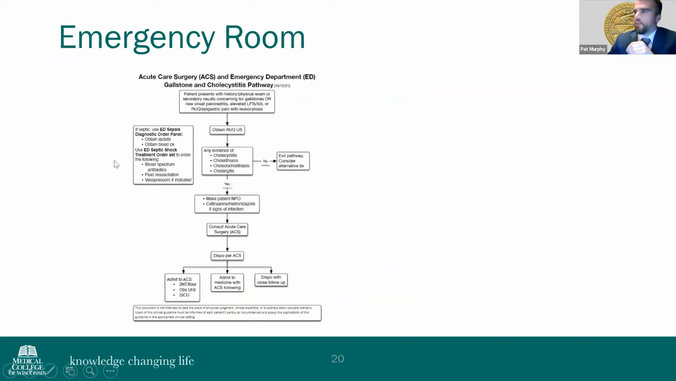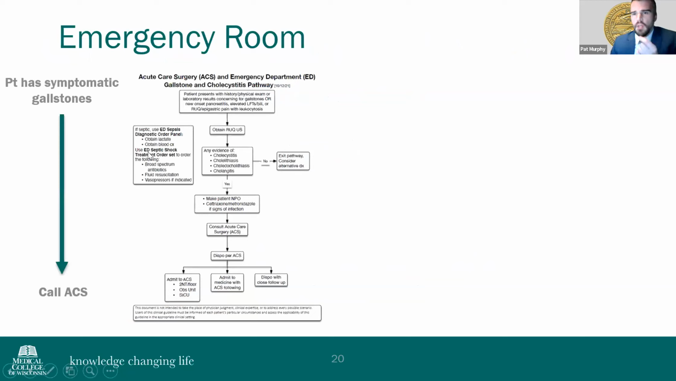This is our pathway, which looks like a straight line. I'm happy to share this if anyone wants it. It basically is a straight line. If you have symptomatic gallstones in our emergency room, they call the acute care surgery team, and we figure it out. So we get the option of what we want that patient to have based on our interaction and review of their labs and clinical exam and history.